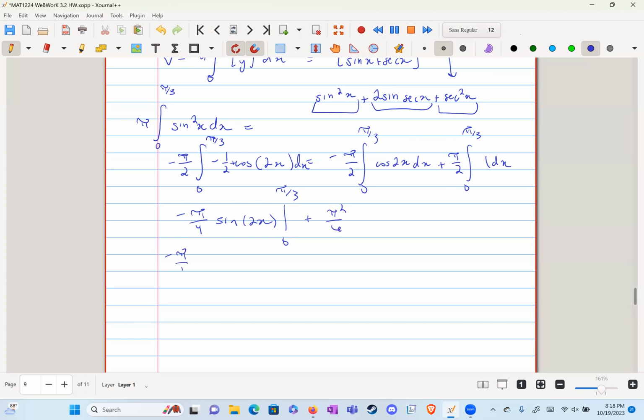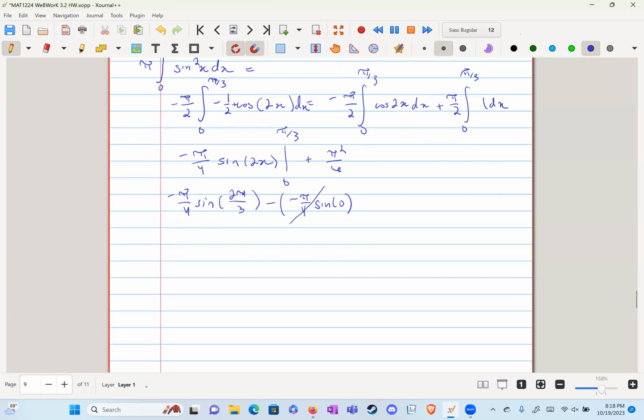And we evaluate this. Thankfully, that's just 0. And it's going to give us our answer of negative square root of 3 pi over 8 plus pi squared over 6. Boom. Okay, that is our first part. So we got 2 parts now.